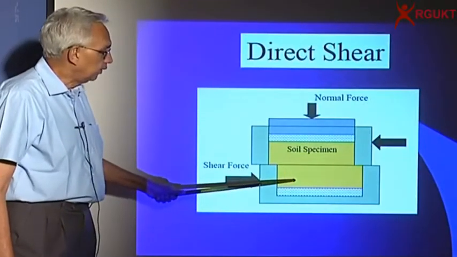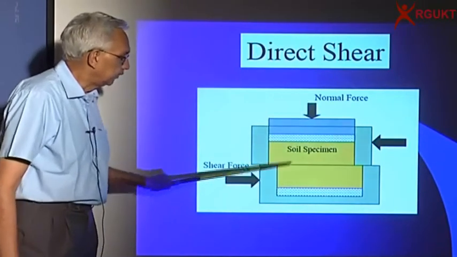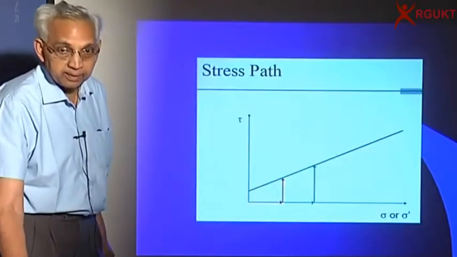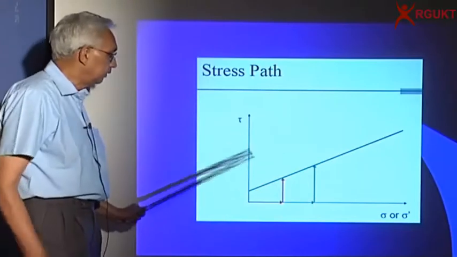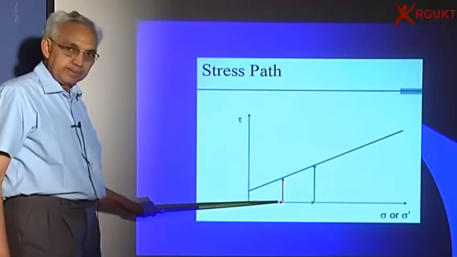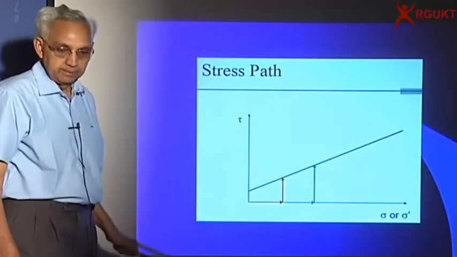So this is the principle of direct shear test I was mentioning to you. You have one lower box, another upper box, apply the normal force, apply shear force. You are shearing along a predetermined failure plane. And so if I look at the sigma versus tau, when you apply the normal force, the stress path is to the right. When you apply the shear force, the stress path is vertically up.